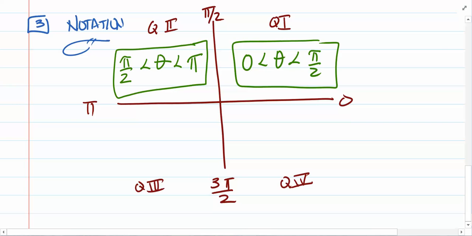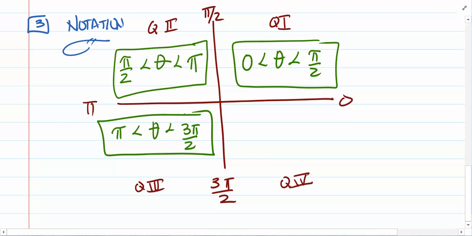So if they give you that notation, they're like, find it between this. Yes, you have to know what quadrant you're in, exactly. What about third quadrant, what would it be? Pi is less than theta is less than 3 pi over 2. Good. Okay, we're doing good.